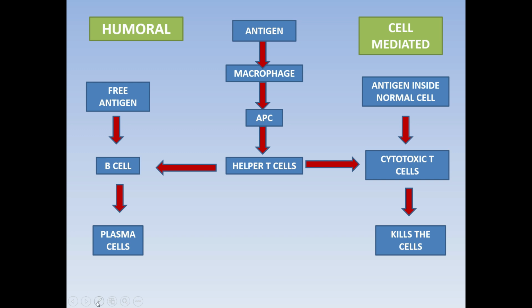Fragments that are presented on the surface of the macrophage activate the helper T cells. These helper T cells will activate the B cells by producing cytokines. These B cells will activate the plasma cells. The plasma cells are mainly responsible for producing antibodies. This antibody will attack the antigen and destroy it.